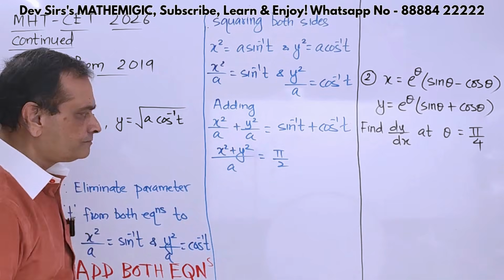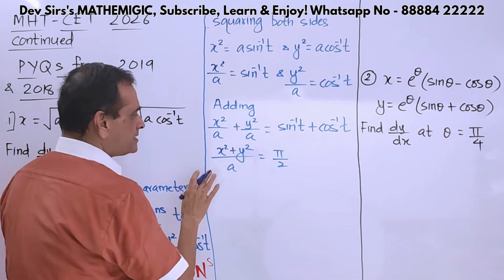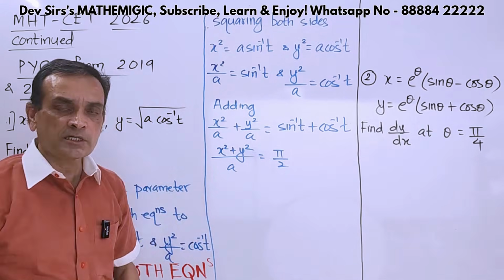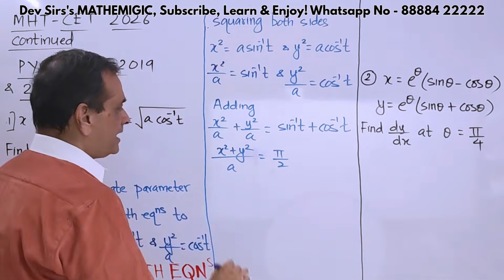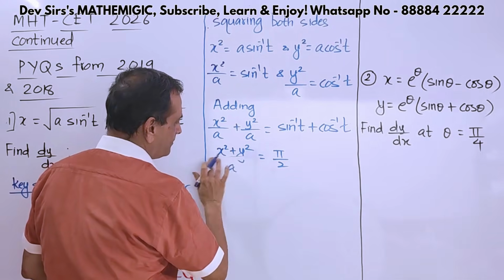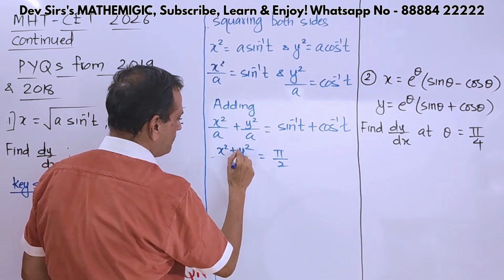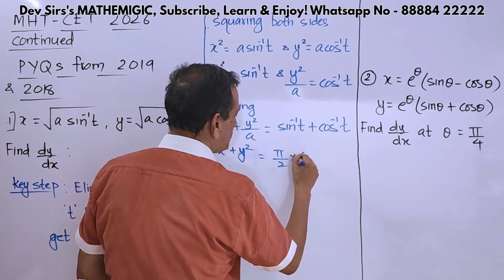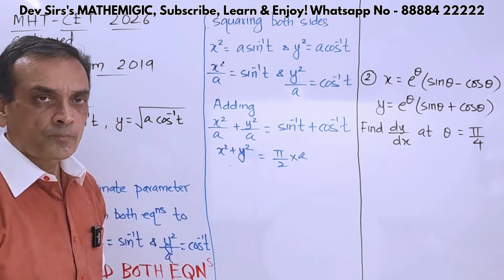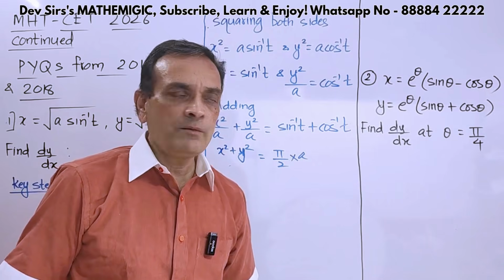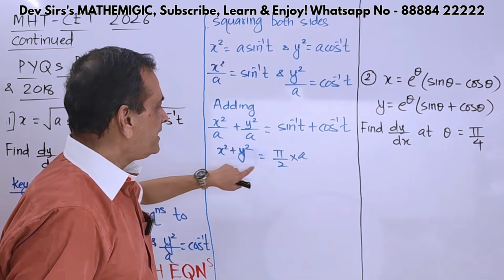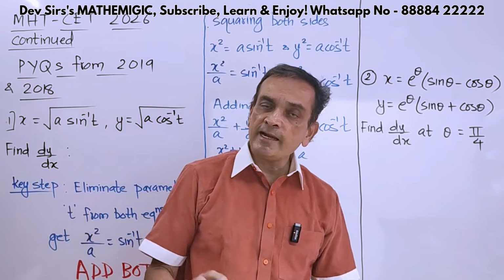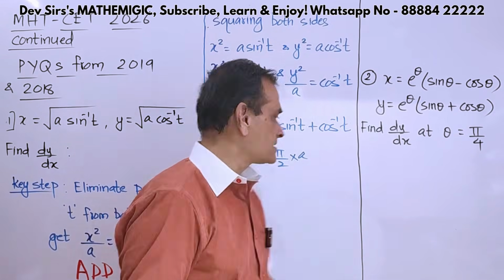Cross multiply, I am doing it right here, understood? I have taken the LCM here. Sin inverse t plus cos inverse t is pi by 2. Now cross multiply with the LCM, x squared plus y squared is equal to pi by 2 into a. t has been eliminated. So when t has been eliminated, no need to find dy by dt and dx by dt. Directly differentiate with respect to x.